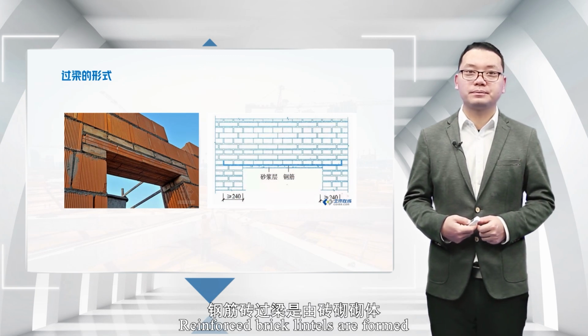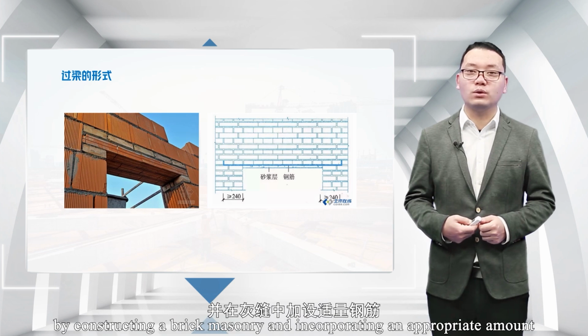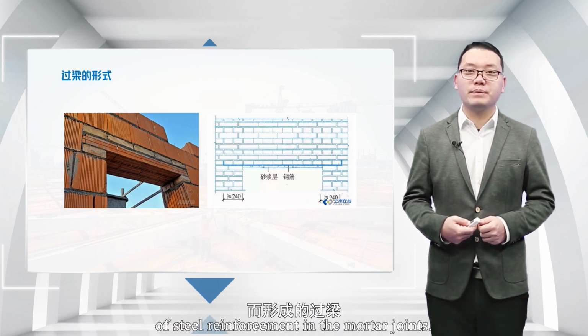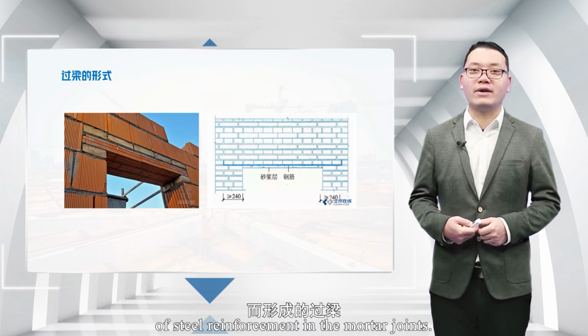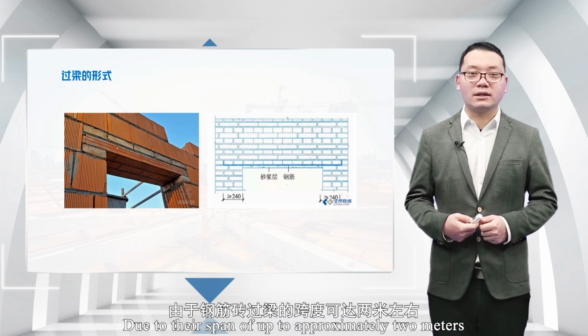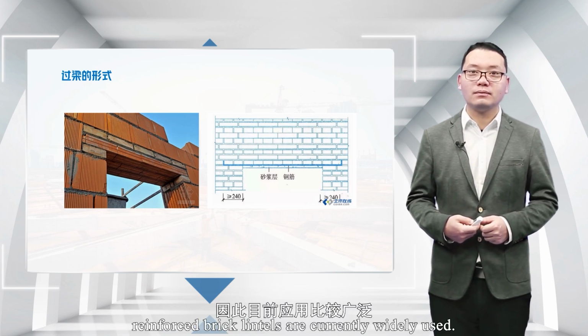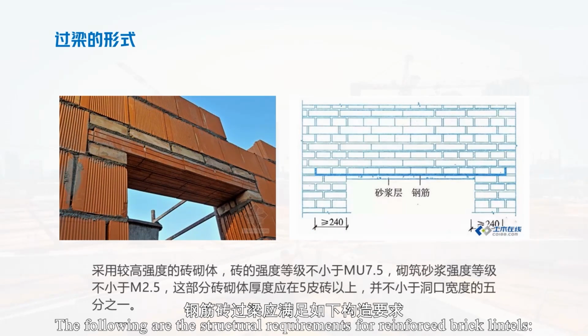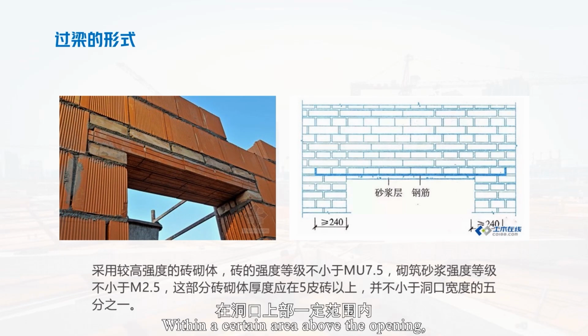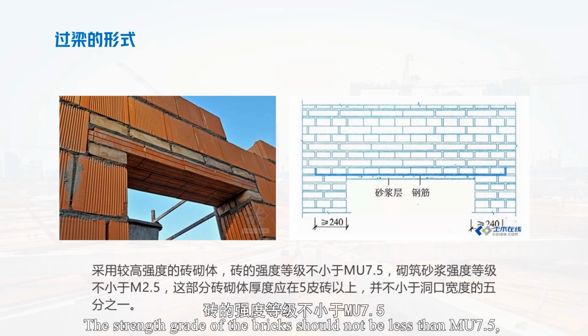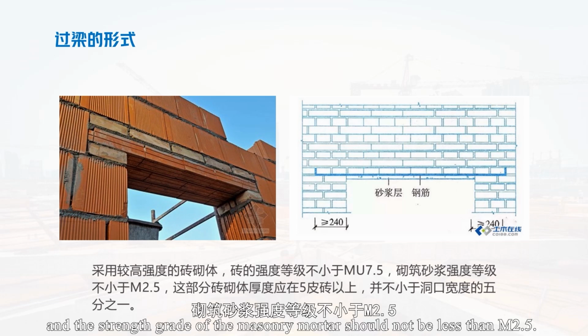Reinforced brick lintels are formed by constructing a brick masonry and incorporating an appropriate amount of steel reinforcement in the mortar joints. Due to their span of up to approximately 2 meters, and relatively simple construction, reinforced brick lintels are currently widely used. The following are the structural requirements for reinforced brick lintels. Within a certain area above the opening, high-strength brick masonry should be used. The strength grade of the bricks should not be less than MU7.5, and the strength grade of the masonry mortar should not be less than M2.5.